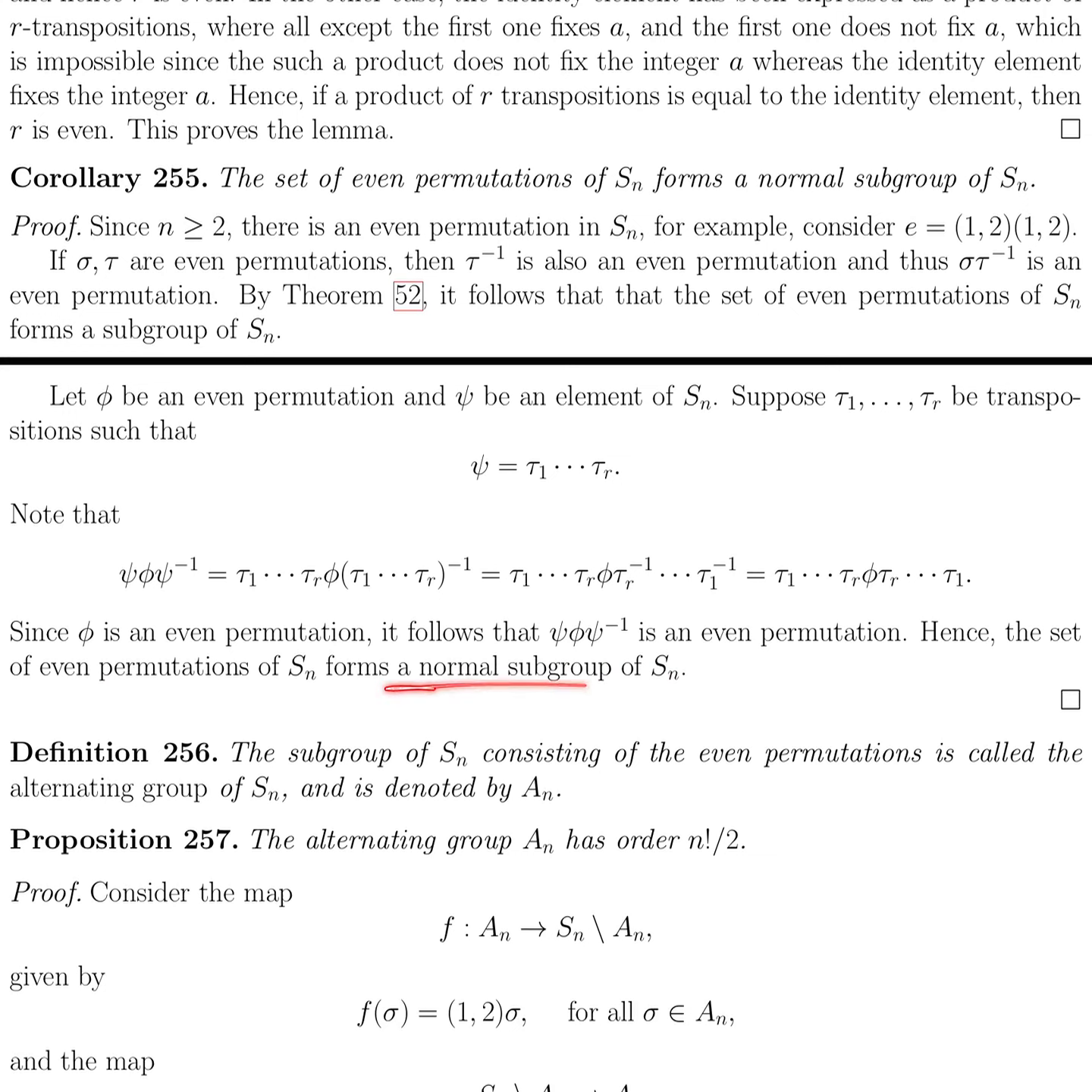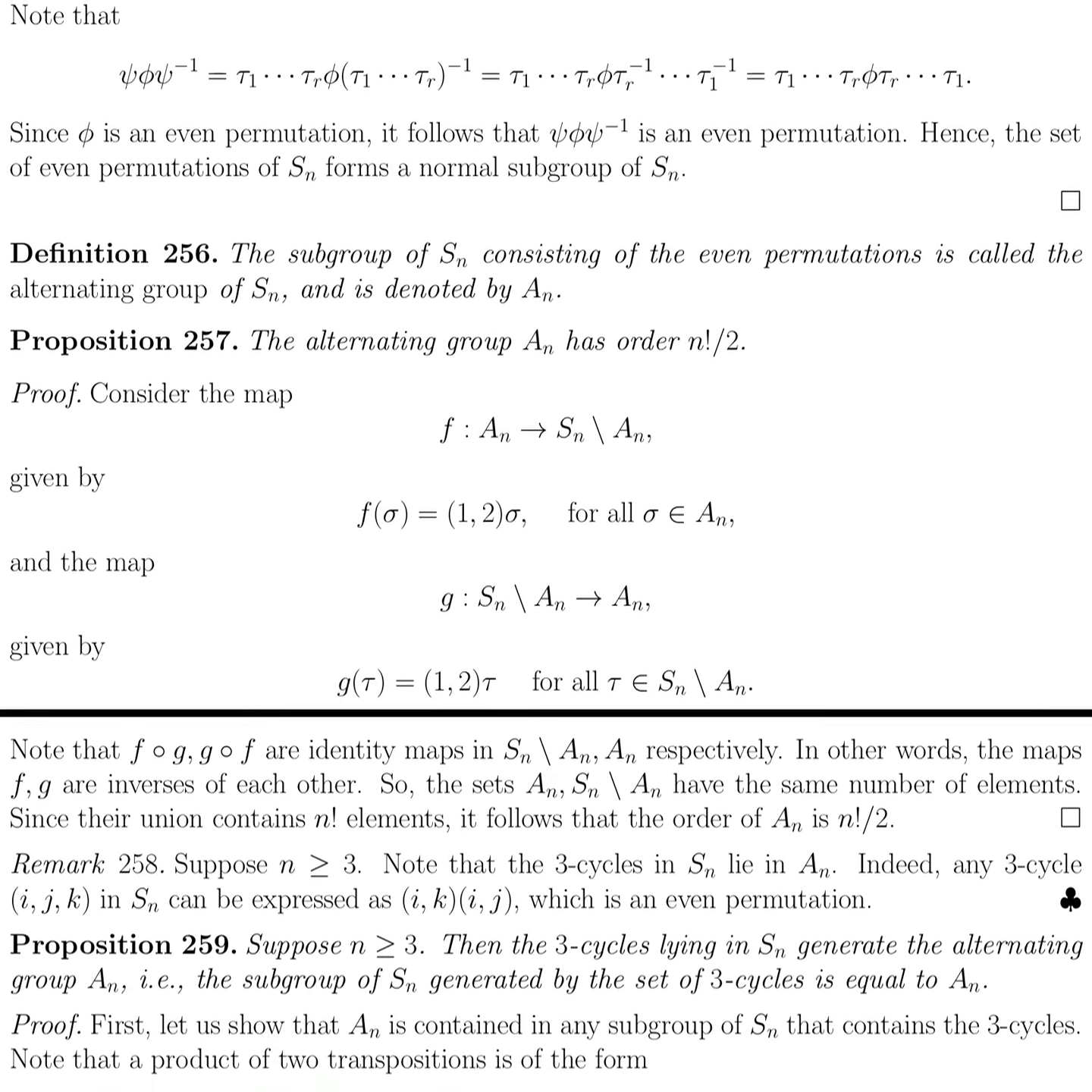Okay, this normal subgroup has got a specific name, which is called the alternating group or alternating subgroup of Sn, and it is usually denoted by An. One can show that the alternating group has exactly n factorial over 2 elements. In other words, this alternating group has order n factorial over 2.